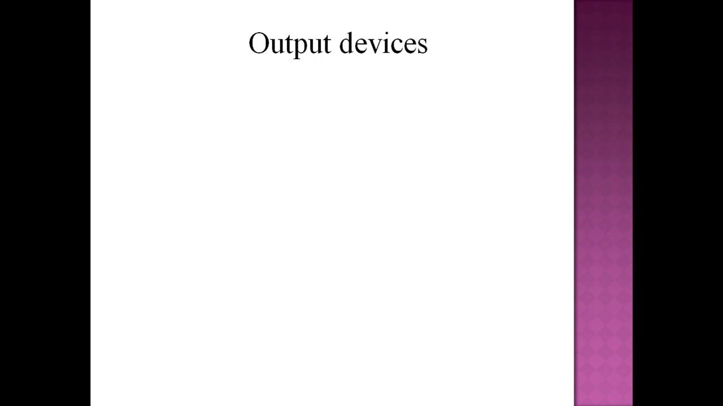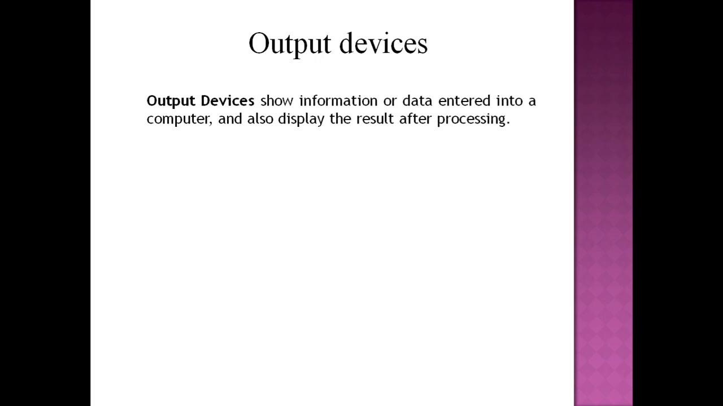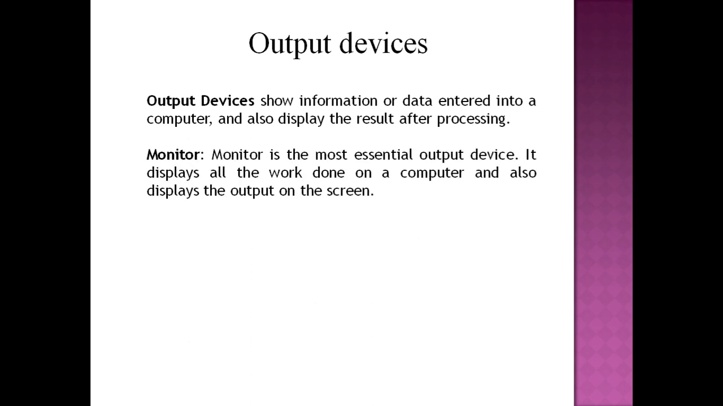What do you mean by output devices? Output devices show information or data entered into a computer and also display the result after processing. There are various types of output devices. First is our monitor. What do you mean by monitor? It is the most essential output device. It displays all the work done on a computer and also displays the output on the screen. The output displayed on a monitor is called a soft copy.